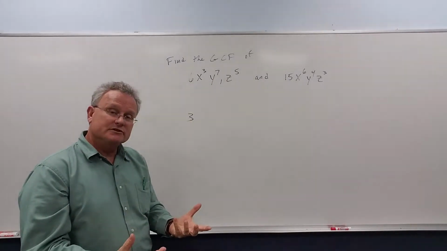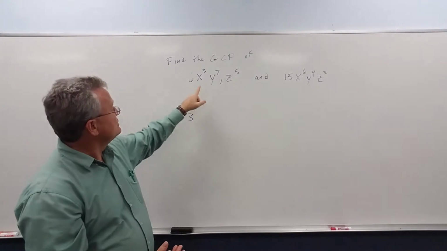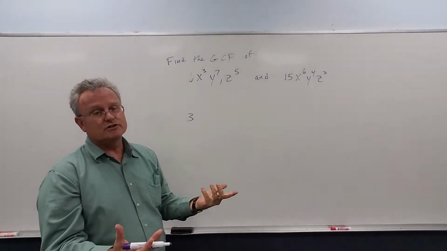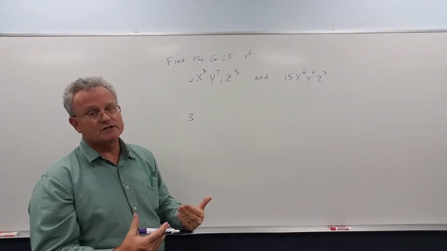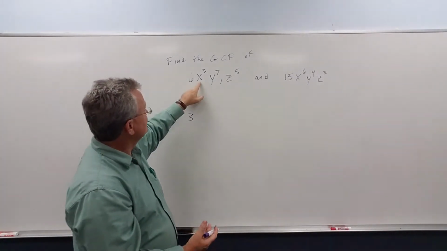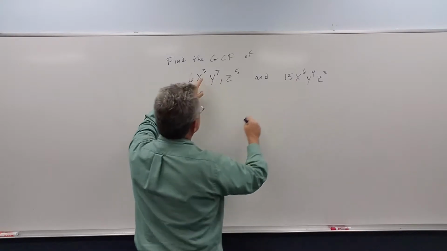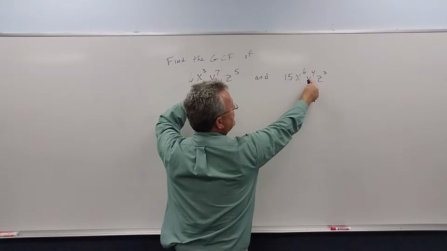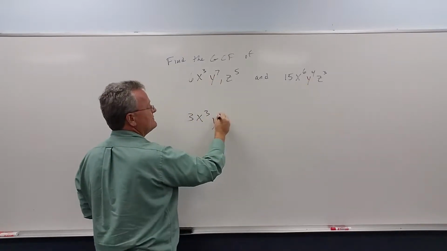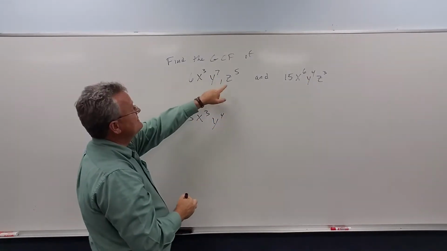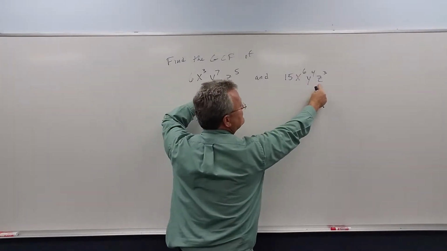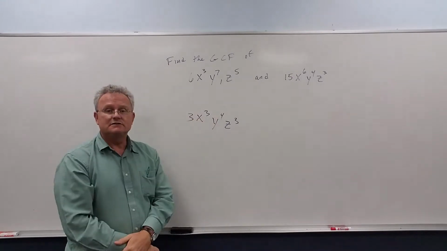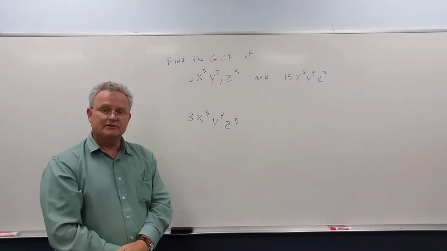For the exponents, it's really pretty simple. You look at each variable, starting with the x's, and you just select the one with the smaller exponent. X to the 3 and x to the 6. X to the 3 is smaller. Y to the 7 and y to the 4. Y to the 4 is smaller. Z to the 5 and z to the 3. Well, z to the 3 is smaller. So that is the greatest common factor.